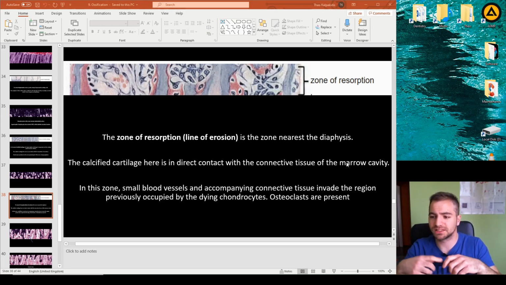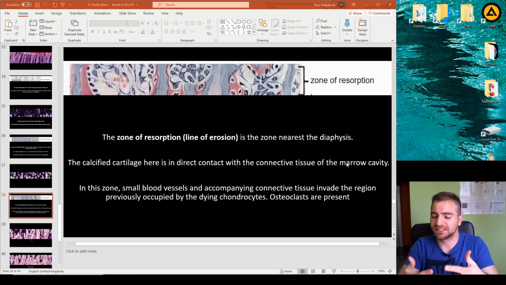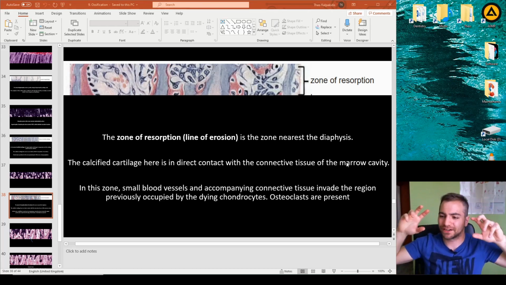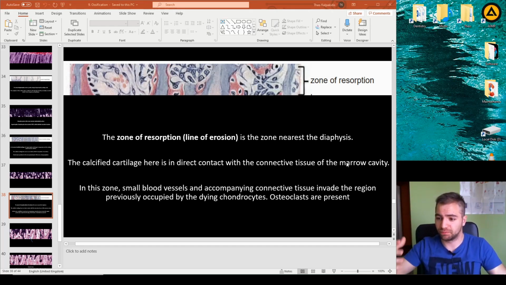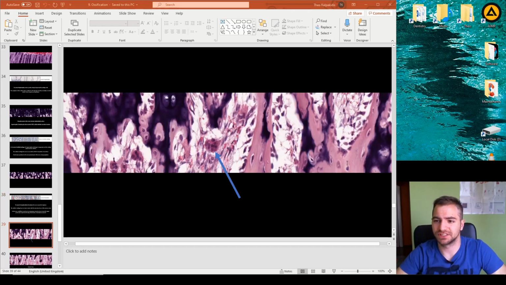They are monocytes that are fused together to start to destroy mineralized material. So, in this zone of erosion or line of erosion, we can actually find multi-nucleated cells, typically osteoclasts, that will start to destroy this existing cartilage matrix to allow for the bone marrow and the bone to expand. So, this is the first step.